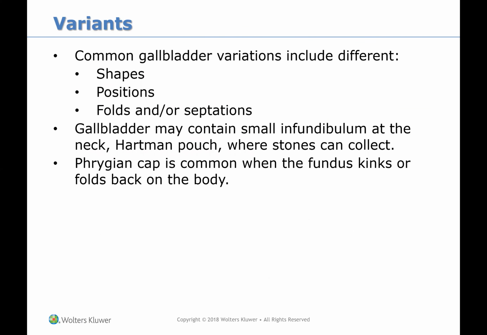Variants. Common gallbladder variants include different shapes, positions, and folds and septations. The gallbladder may contain a small infundibulum at the neck, Hartmann's pouch, where stones can collect. A Phrygian cap is common when the fundus kinks or folds back.